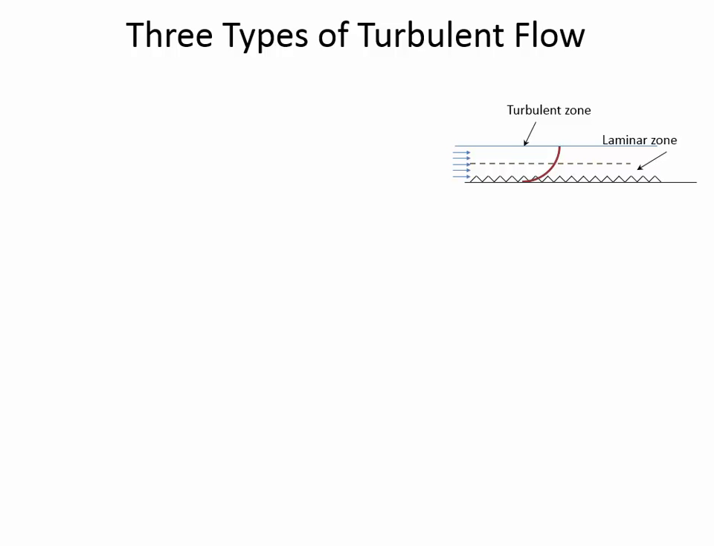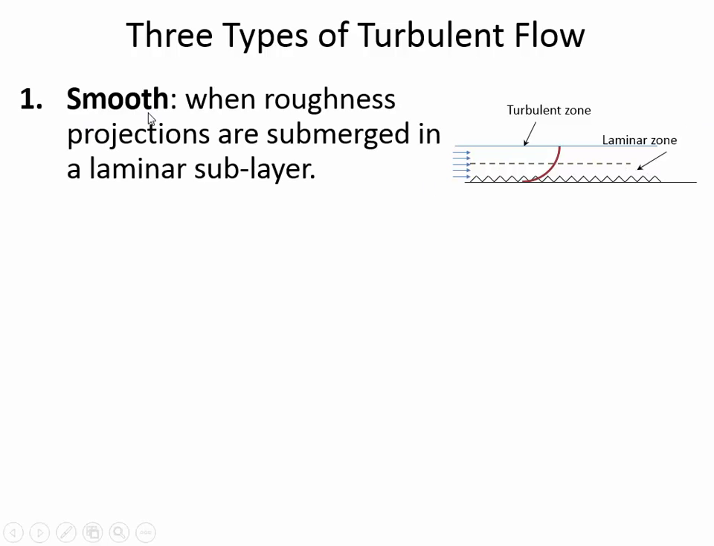So let's consider, in this case, the little roughness elements are in the laminar zone entirely. We call this smooth turbulent flow. And that seems like a bit of an oxymoron, right? A contradiction in terms. It's smooth turbulence. Anyways, that's what it's called. And what it means is that the roughness projections are submerged in the laminar sublayer.